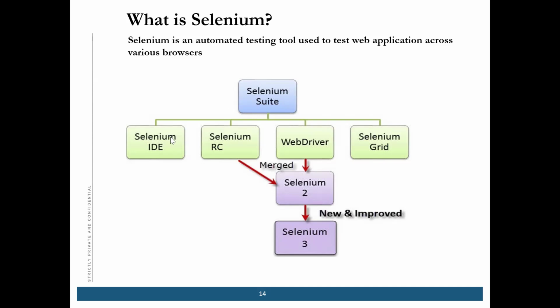Selenium Suite has four components: Selenium IDE, Selenium RC, WebDriver, and Selenium Grid. But now Selenium RC is no more in the picture, because it was merged in the second version. Then in the third version, which is a new and improved version, it has been removed from the suite. Currently we are using Selenium 4. Whatever we are doing in our Eclipse will be Selenium 4.